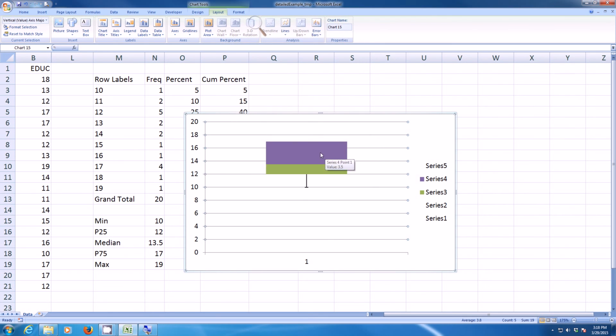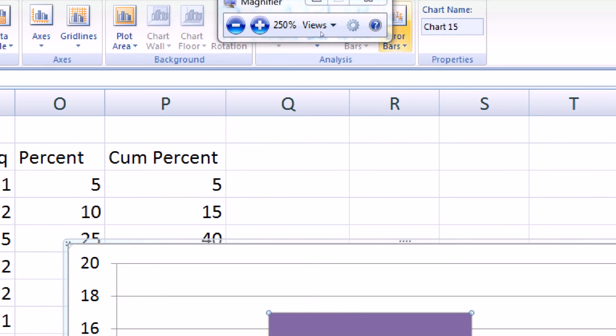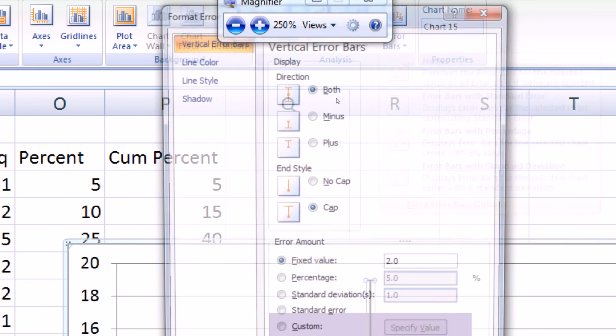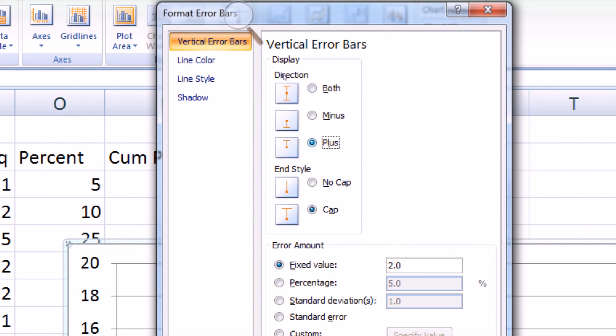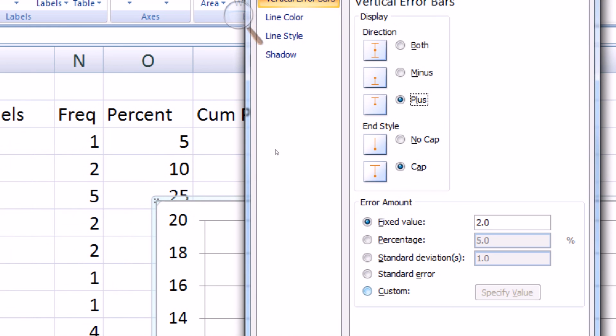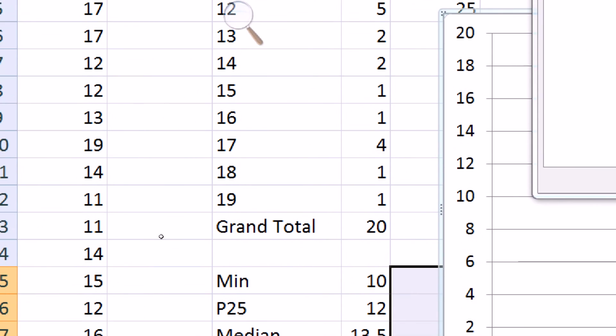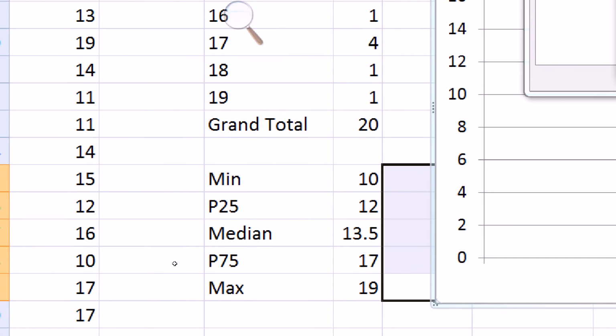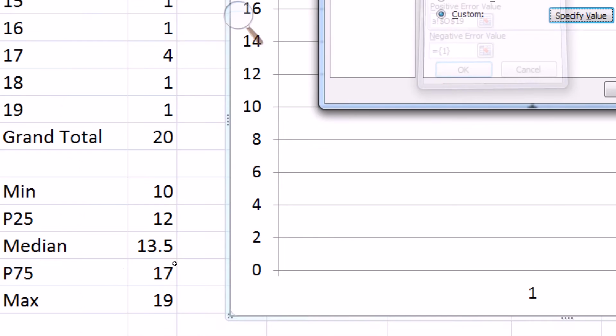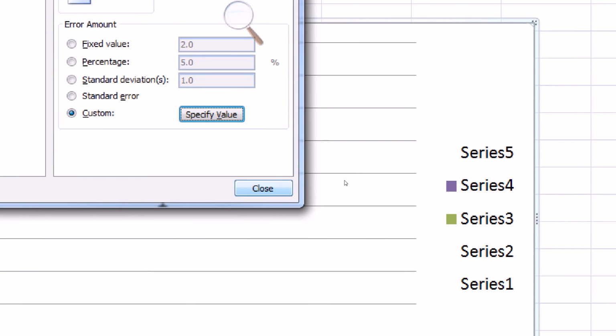And then we'll go to our second to last series, and we're going to add another error bar. So here again, we're going to go to error bars and under Layout, more error bars. This time we're going to make it a plus error bar. But instead of making it a percentage error bar, we're going to go to Custom, and we're going to go to Specify Value. And this is where we're going to specify our difference between the maximum and the 75th percentile. And we'll hit Close.